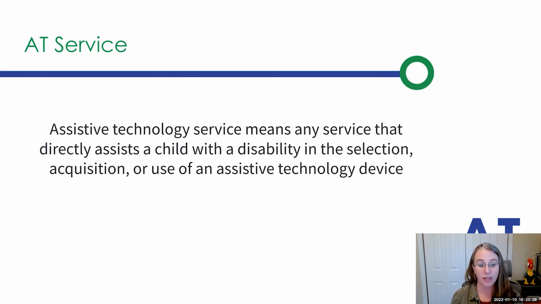If it is a student that the team feels could benefit from assistive technology, but they're not sure what's out there or what the student could use, that's going to be a person or an assistive technology service that's going to help the student select and acquire the assistive technology. So again, this is going to be a person. Where we have the AT device, which is the item or the assistive technology itself, AT service is going to be the person, the time that a person is spending to assist a child with a disability in selection, acquisition, or use of AT.